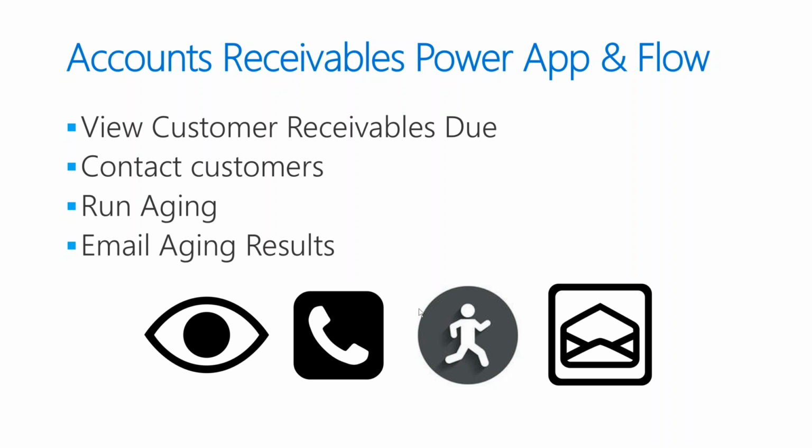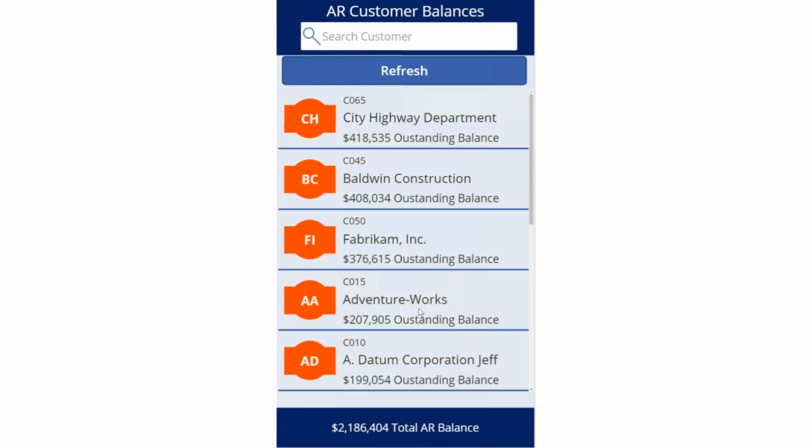We built two versions of this particular tool. One is in a phone format and one is in a tablet format. The example I'm going to go through today is the phone format. Now, why do I say it's a phone format? Because it's obviously very narrow, it's not very wide, because we assume that you're going to be running this on your phone. So this is our AR customer balances.